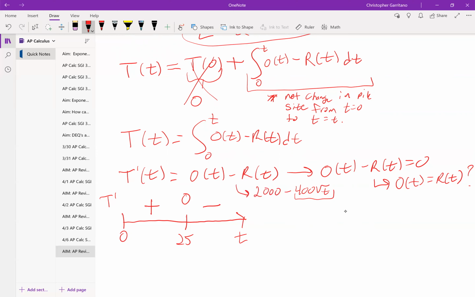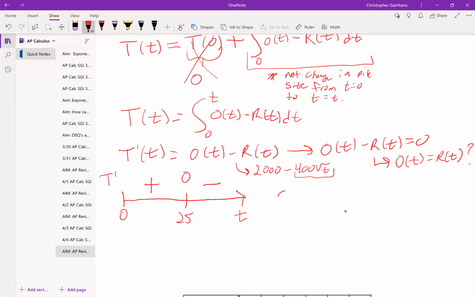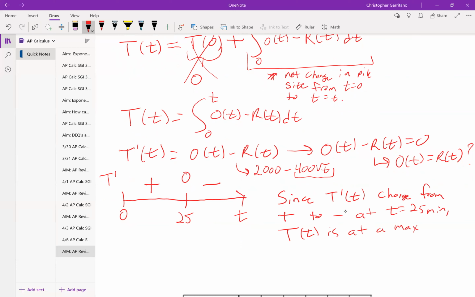So what that means is that since T prime of t changes from positive to negative at t equals 25 minutes, big T of t is at a maximum at this time.